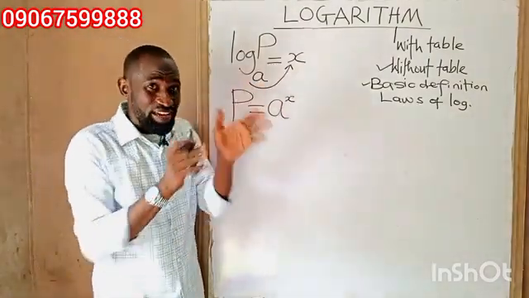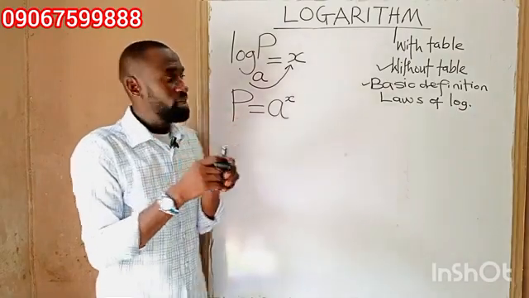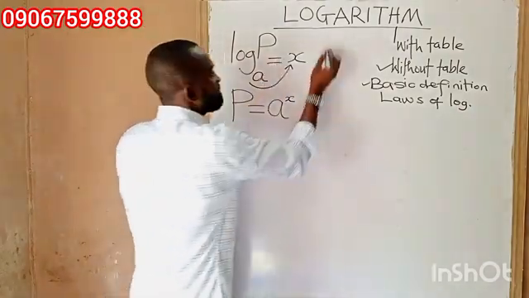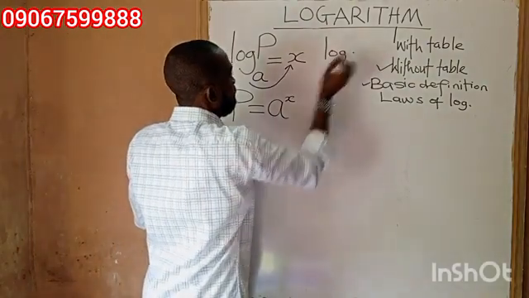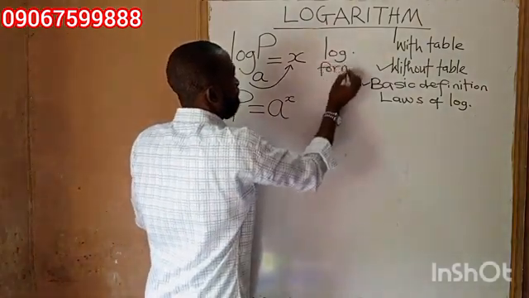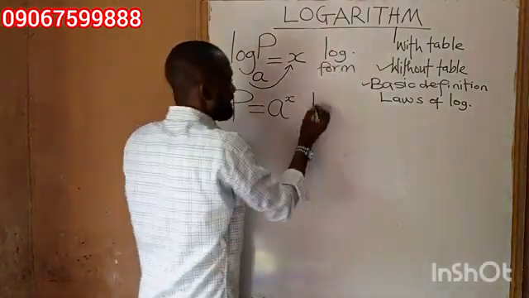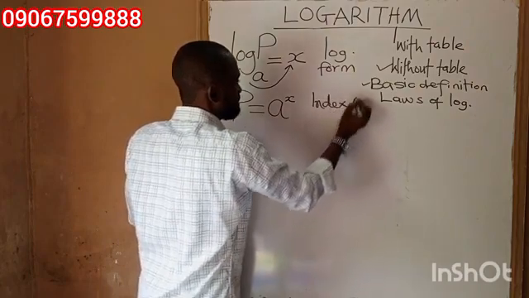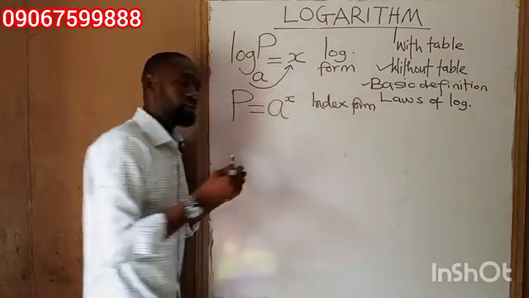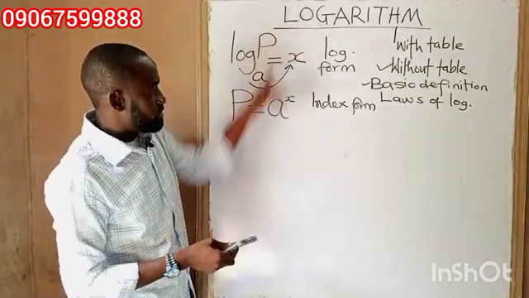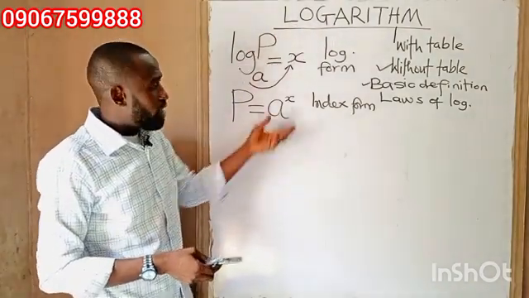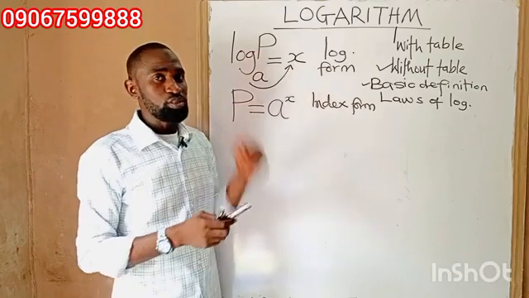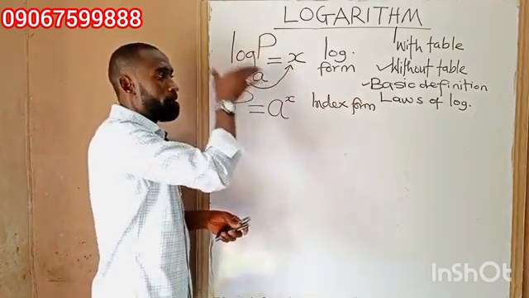You can see that logarithm and indices are interwoven. This one here is log form, while this one here is index form. So it means we can come from logarithm to indices, or we can as well move from indices back to logarithm. This is just the basic definition.